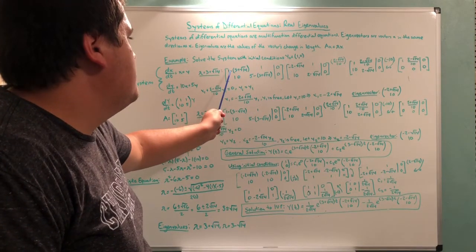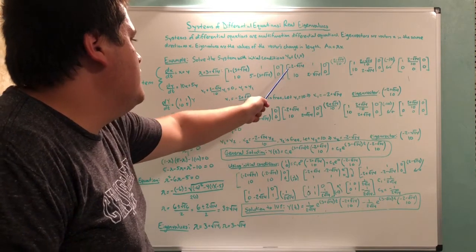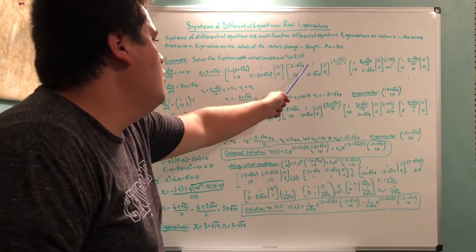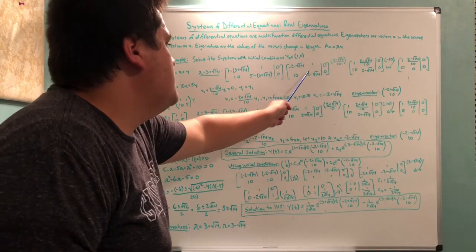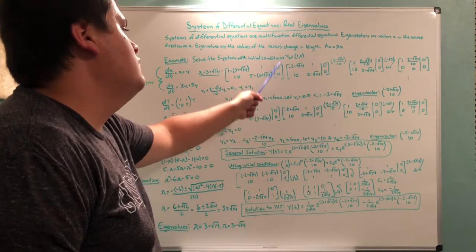So now we're going to work this out. After subtracting these lambdas, we get negative 2 minus square root of 14, 1, 0, 10, 2 minus the square root of 14, and 0. Now we need to make this term right here 1.